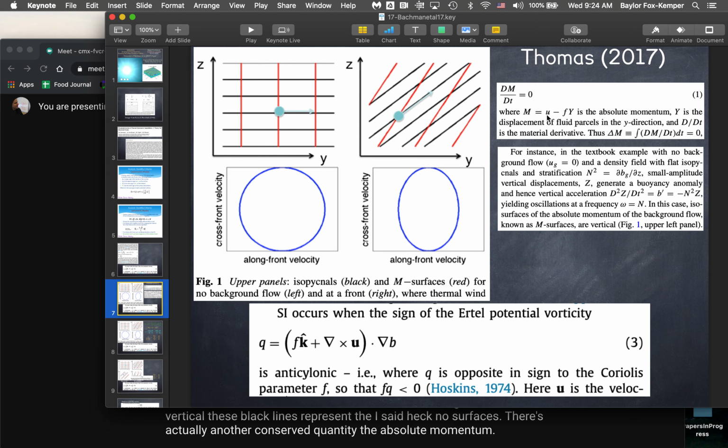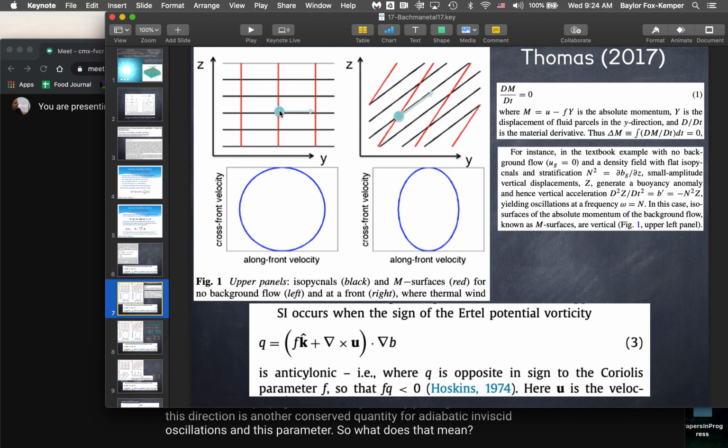So this is the velocity into the board direction here. So y in this direction, z in this direction, u is directed into the page here. So u minus f times y, being the distance in this direction, is another conserved quantity for adiabatic inviscid oscillations in this parameter. So what does that mean?